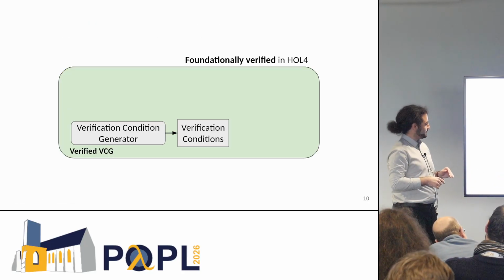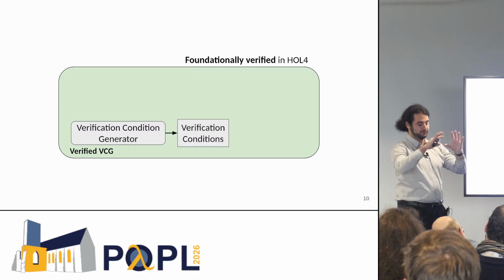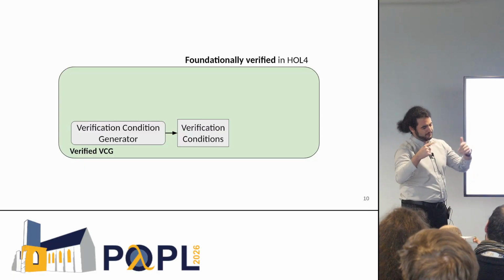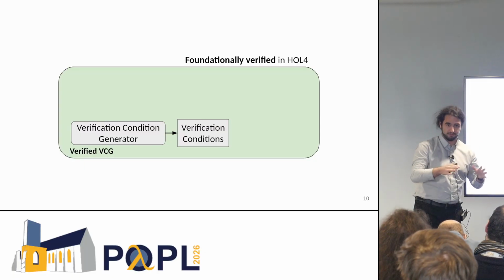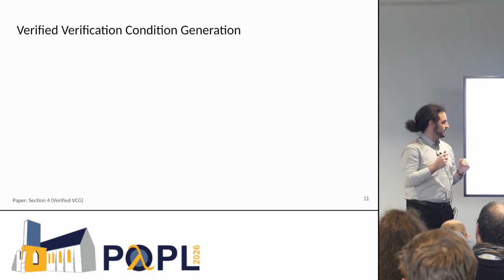OK. That's all I wanted to say about the compiler. And we support a bunch of different features. So one thing that we also support is, for example, early return. But I'm not going to talk about that in more detail, but instead move on to the verification condition generator.